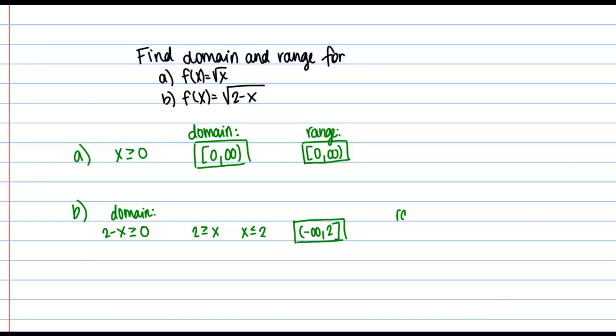Now what about the range? The range is actually going to be the same as it was for part A, and for the same reason. Here I have just a square root, so the only outputs I can get out of this are either 0 or a positive number. Right, once again, I can't get a negative output from a square root. So then my range is just going to be from 0 to infinity. Once again, let's verify this on a graph really quick.